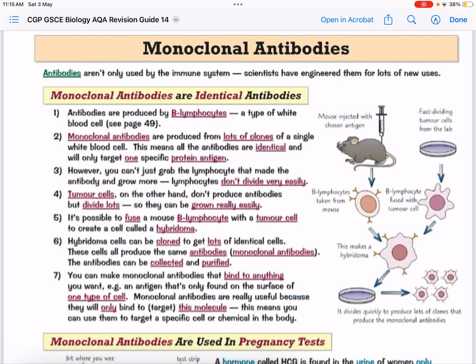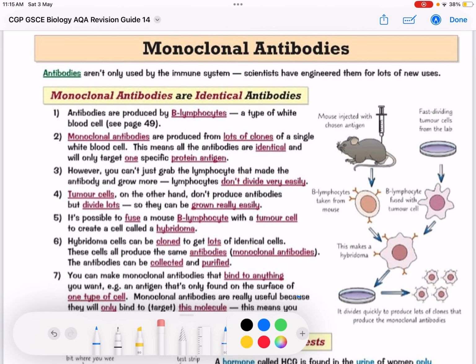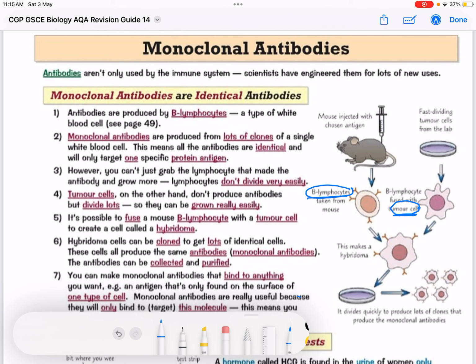So, monoclonal antibodies, the idea here is combining a beta lymphocyte with a tumor cell. As we all know, beta lymphocytes are the type of white blood cells that can make antibodies. A tumor cell has the ability to divide rapidly. So by mixing the beta lymphocyte with a tumor cell, I'll have a cell that's able to divide rapidly and at the same time produce antibodies. This cell is called a hybridoma, because it's a hybrid of the beta lymphocyte along with the tumor cell.